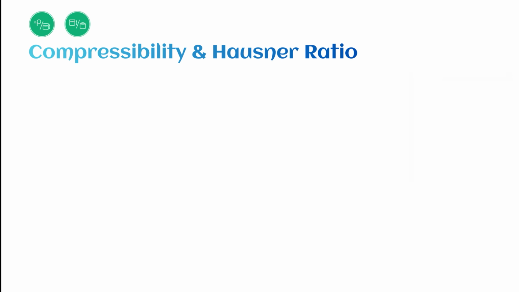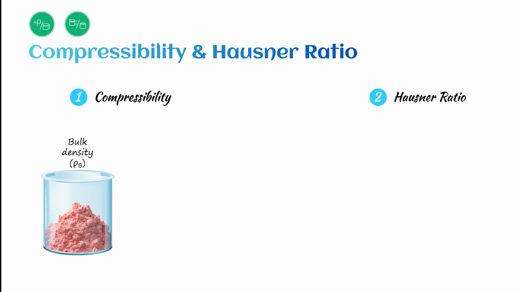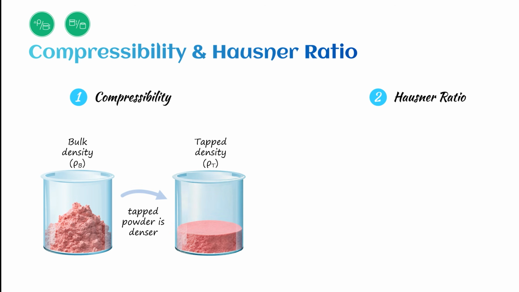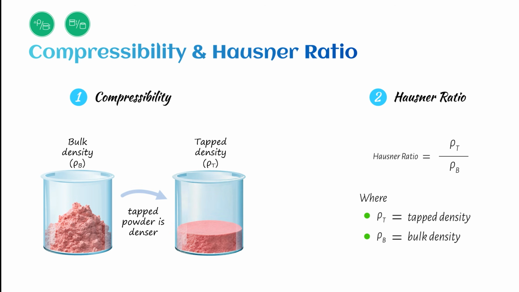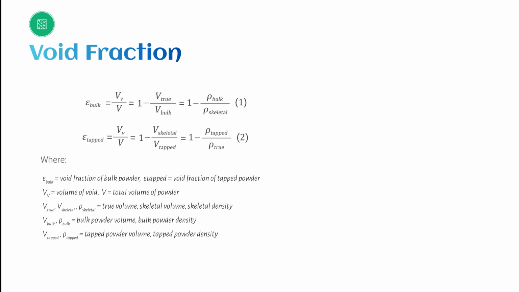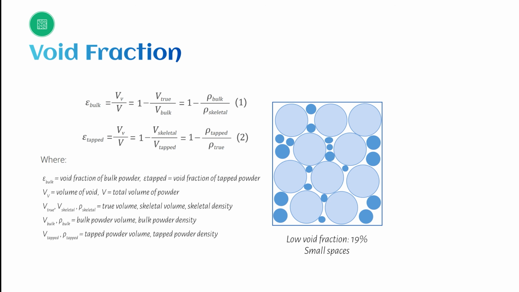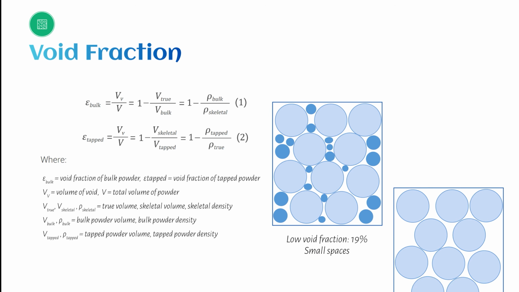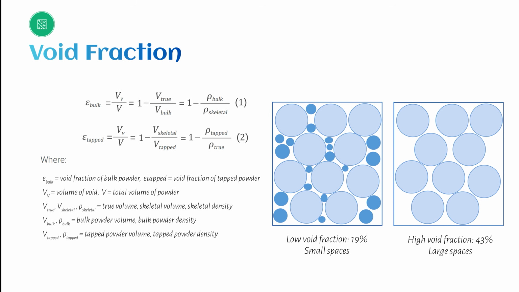From bulk and tap density, we can calculate these two common flowability indicators. Compressibility expresses the change as a percentage, while the Hausner ratio expresses it as a density ratio. Higher values generally indicate poor flowability. Density can also tell us how much empty space exists within the powder bed, described by the void fraction. A lower value indicates a more closely packed structure, while a higher value means more empty space between particles.